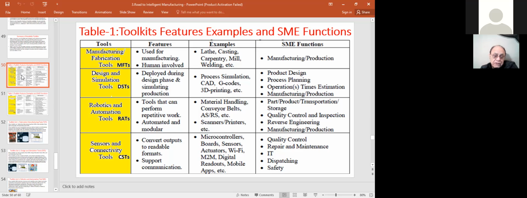Then the fourth set of toolkits are CSTs. CSTs are sensors and connectivity tools. These sensors and connectivity tools convert the outputs of the sensor to a readable format, for further communication to data centers. And what is involved there are microcontrollers, boards, sensors, actuators, Wi-Fi, M2M, and digital readouts, mobile units.